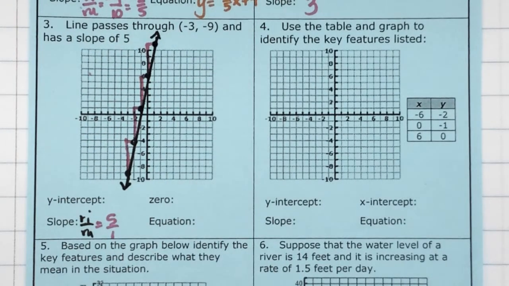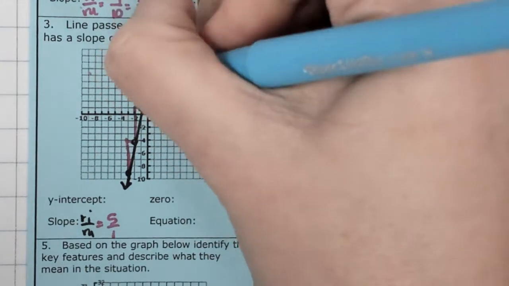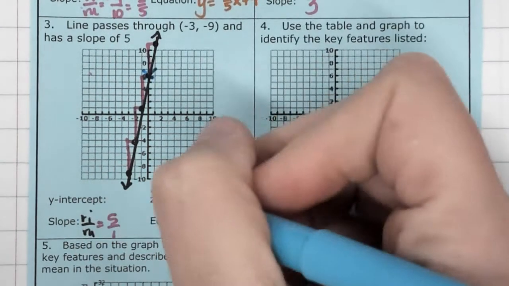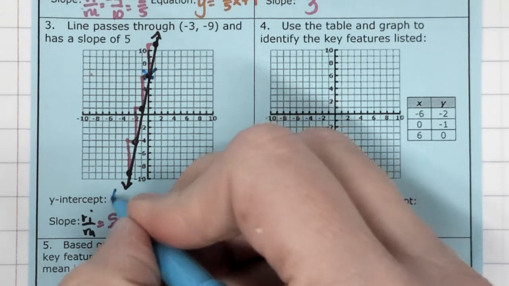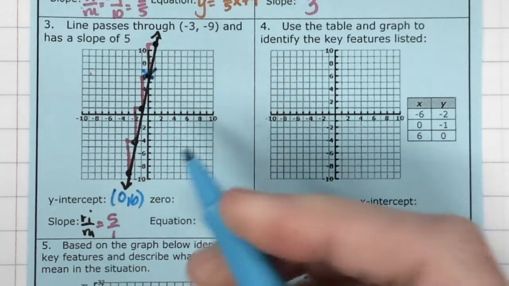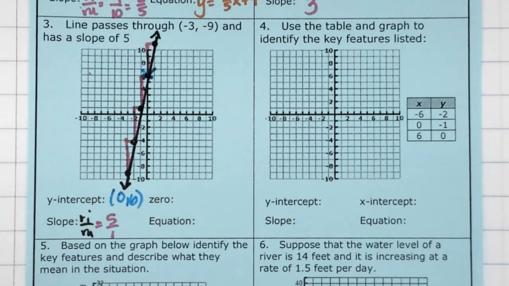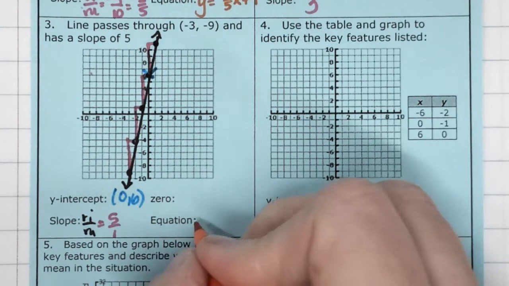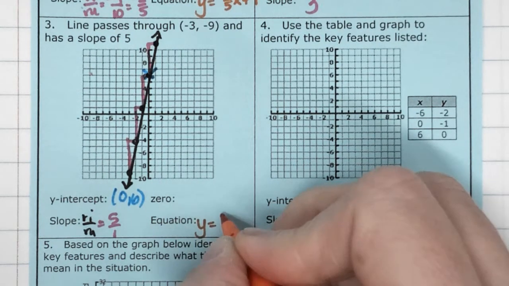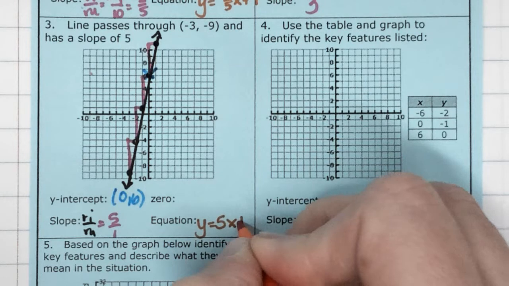So I can see my y-intercept pretty easily. Okay, my y-intercept is right here because I crossed right over the y-axis, right there, at (0, 6). So I could just write an equation. Okay, y equals 5x plus 6.